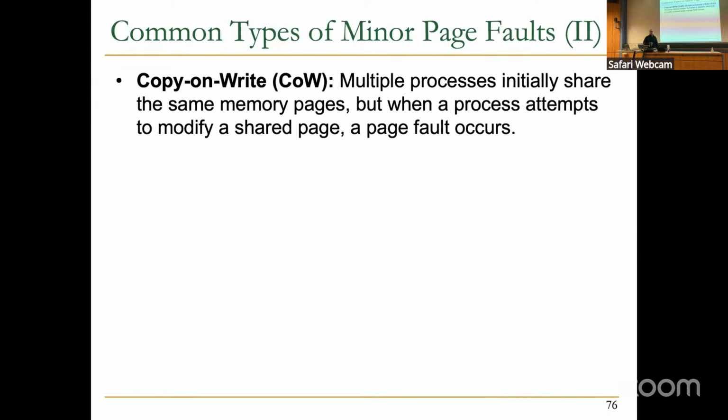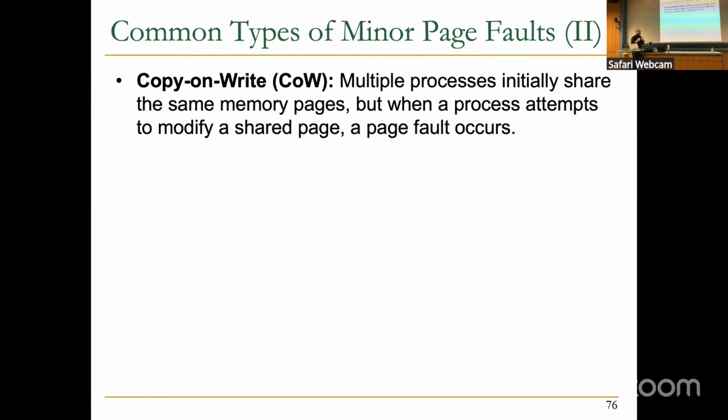Another type of minor page fault, which you may have seen in your operating system courses, is copy on write. Do you know what a clone or a fork is in operating systems? Yes, okay. So when you do a fork, and you have a parent process and multiple children processes, they initially share the memory pages, especially if you do a vfork, for example. They all point to the same physical location. But when someone needs to modify a shared page, then we have a page fault.